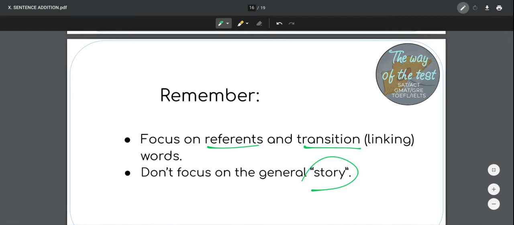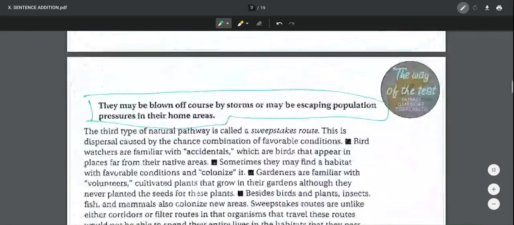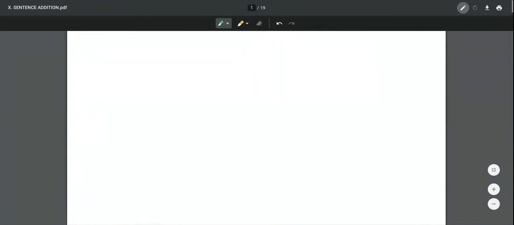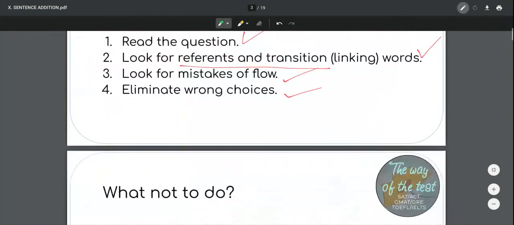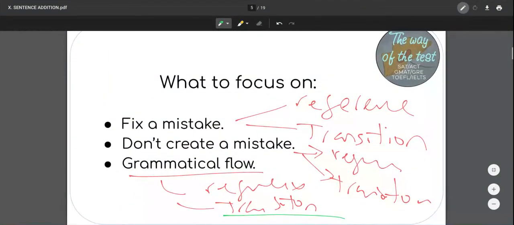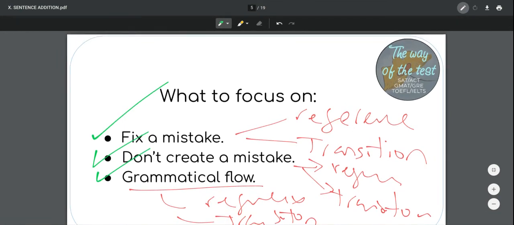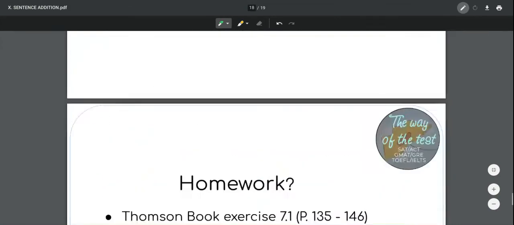We are going to try to choose what we will write, what sounds good, but that's not it. What we want to focus on is mistakes. The way to solve it is to first solve the mistakes, and whatever doesn't have a mistake. Remember, we're focusing on basically three things: fixing a mistake, not creating a mistake, and grammatical flow. And whatever is fixing a mistake, not creating a mistake, or creating grammatical flow, that will be our answer.